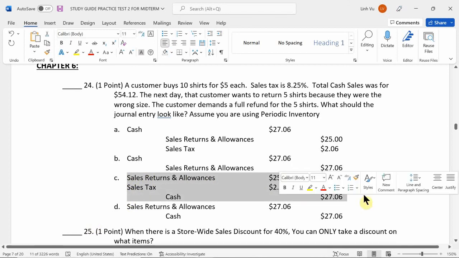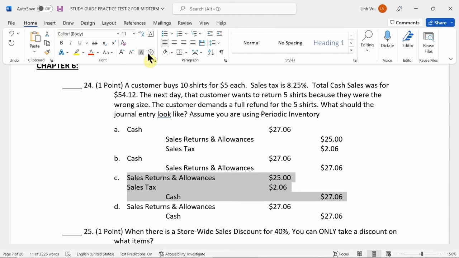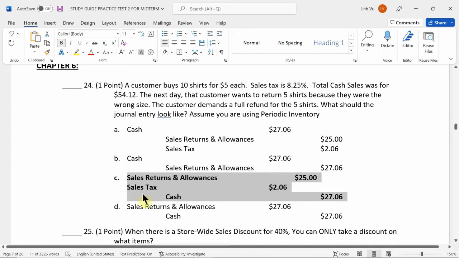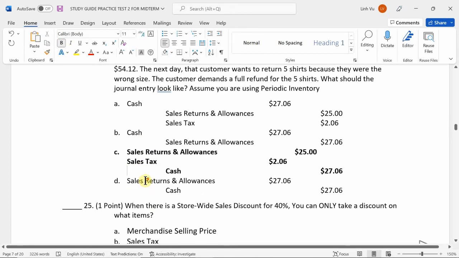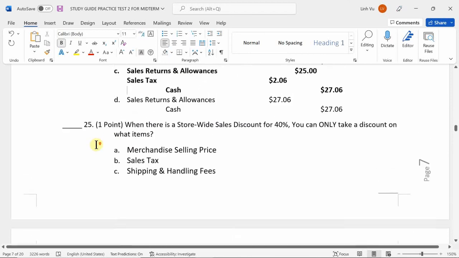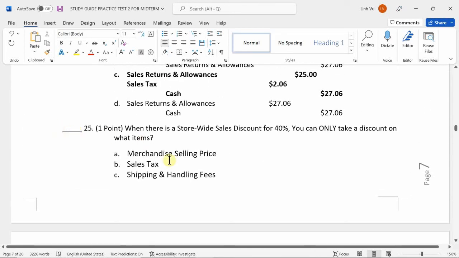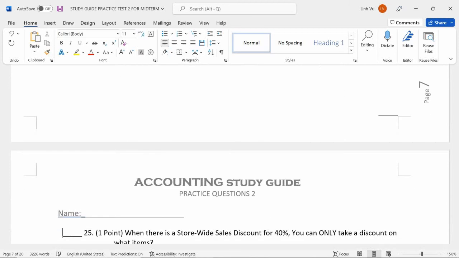You can't forget the sales tax. If you originally charged it, that money doesn't belong to you. It belongs to the government and or the customer. Okay? So C would be your correct answer here. You're not going to hold back that sales tax. So in this case, letter C would be the correct answer. So I'll go ahead and push this question down here.